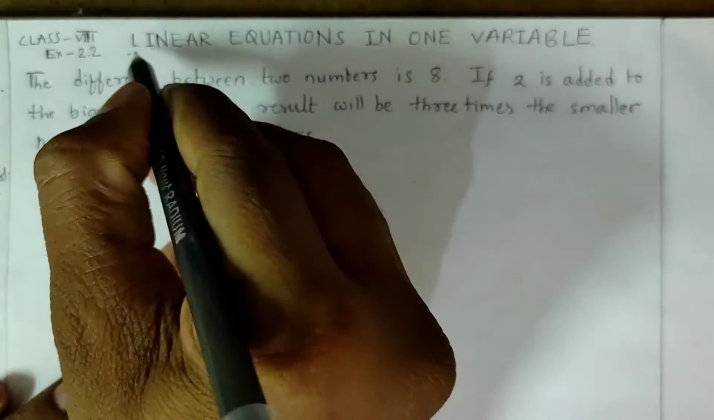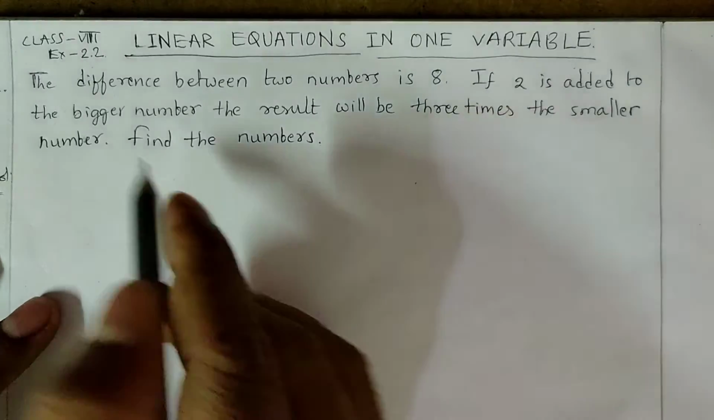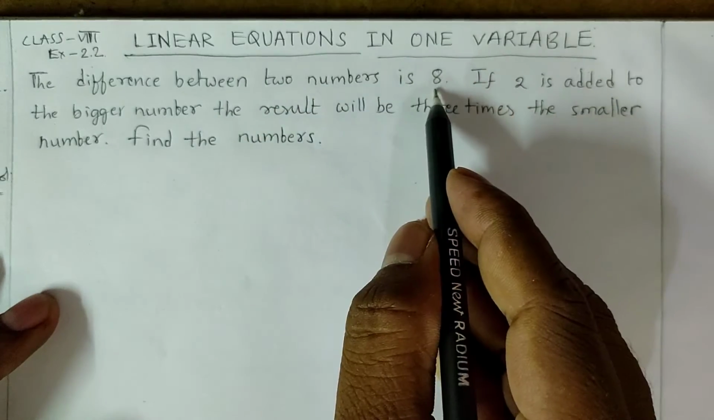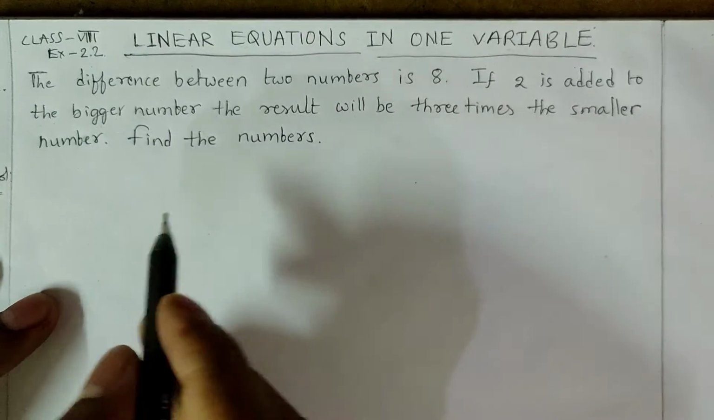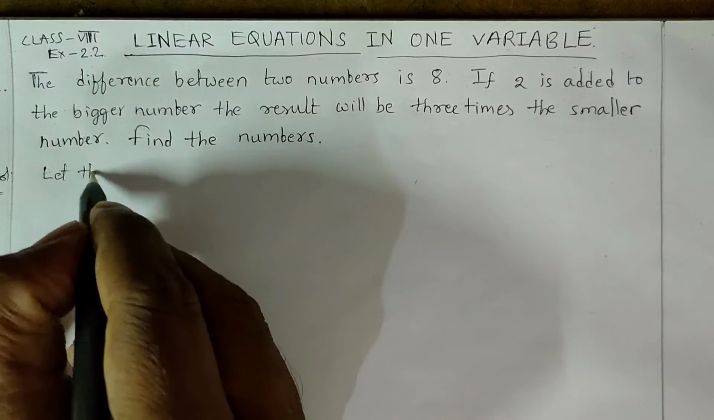Well, linear equations in one variable. So we are discussing exercise 2.2, 8th class. The question is like this: the difference between two numbers is 8. If 2 is added to the bigger number, the result will be 3 times the smaller number. Find the numbers.